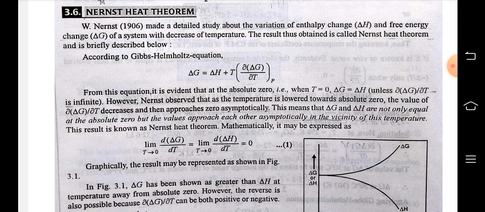Nernst observed that as the temperature is lowered towards absolute 0, the value of curly del G upon curly T decreases and then approaches 0 asymptotically. This means that del G and del H are not only equal at the absolute 0, but the values approach each other asymptotically in the vicinity of this temperature. This result is known as Nernst heat theorem. Mathematically, it may be expressed as limit T tends to 0, d del G upon dT is equal to limit T tends to 0, d del H upon dT is equal to 0.